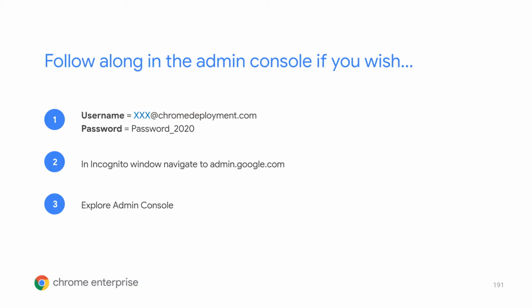So, if you'd like, you're able to follow along in the admin console. You can use the username that has been provided to you at chromedeployment.com. And then the password should be the same for everyone. So it's password with a capital P underscore 2020. And I recommend that you then use an incognito window and use that to navigate to admin.google.com.